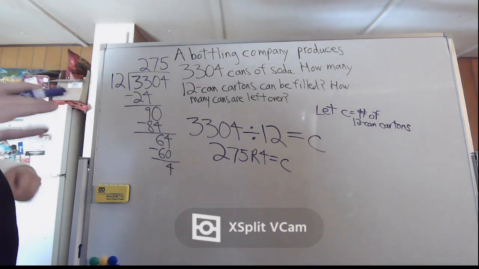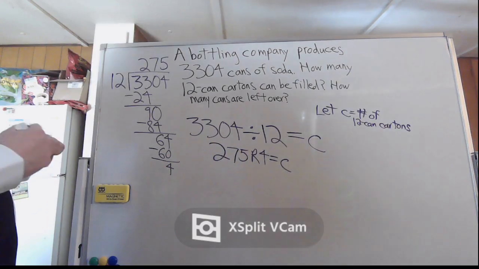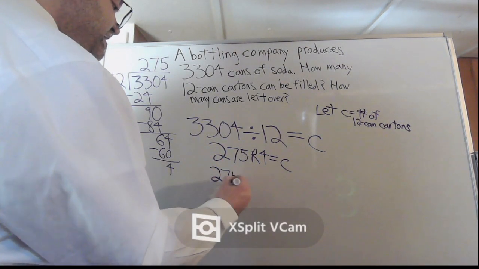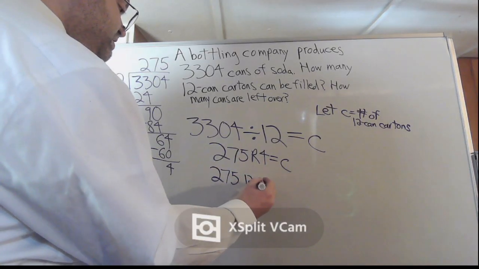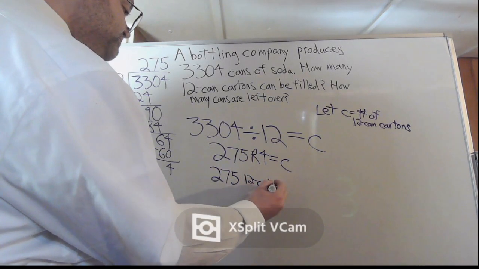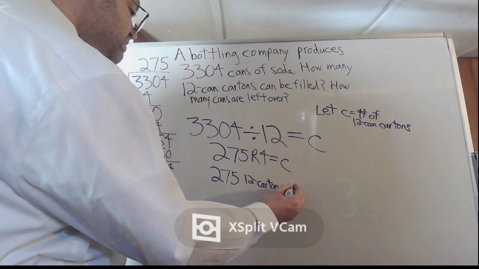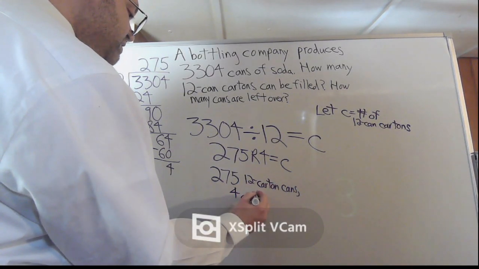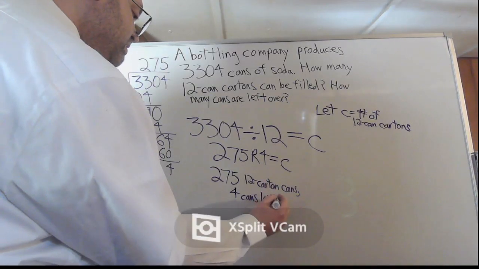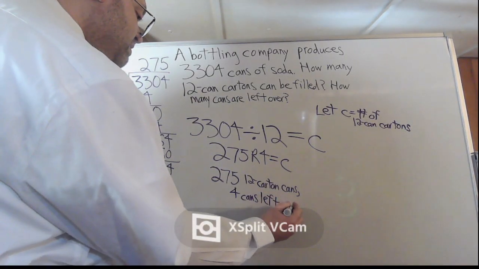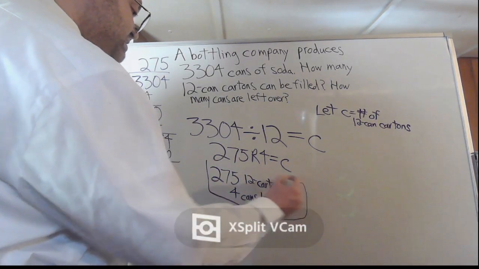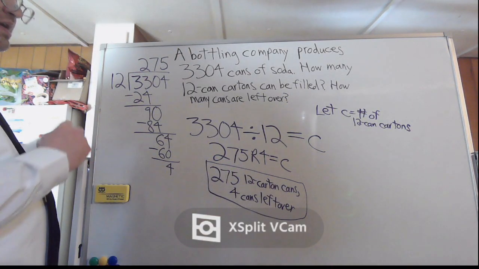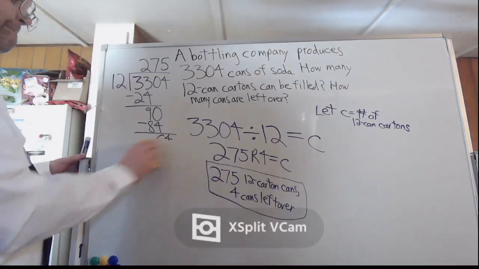So to express the final answer, you're going to have to express it in the units they want. So that's going to be 275 12-can cartons and four cans left over. So we found both. We found the number of 12-can cartons and then 4 cans left over. And that would be your final answer.